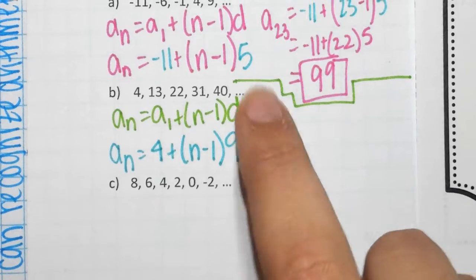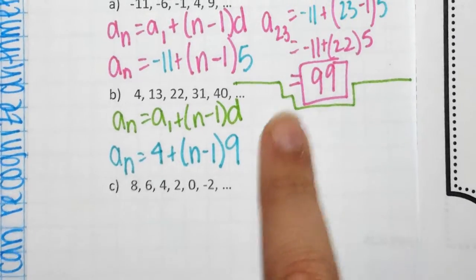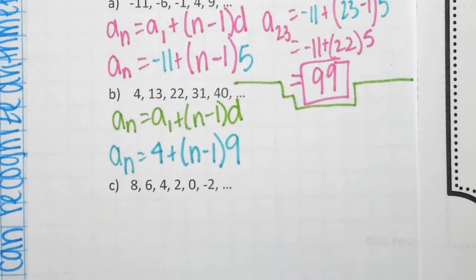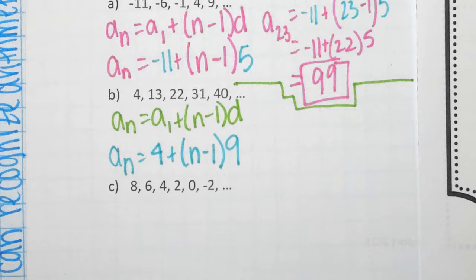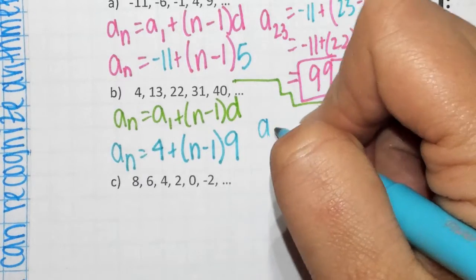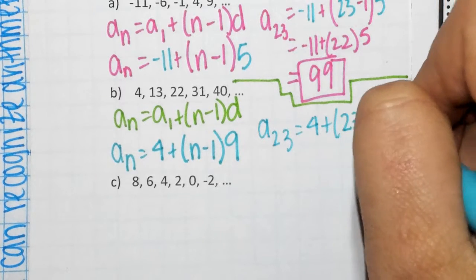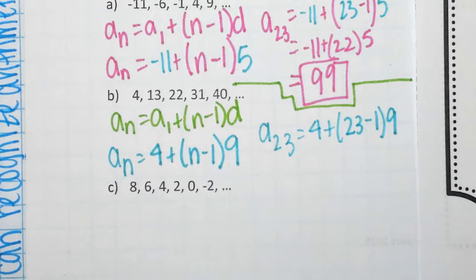Okay, now I want you to find the 23rd term of this sequence. So plug in 23. Find the 23rd term of this sequence. Are you done? Cool. In just a second. Let's let everybody have a moment.